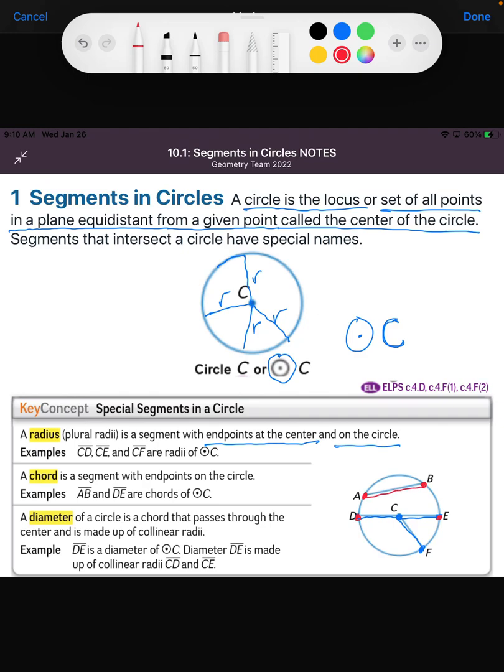Now, a diameter is a special type of chord because it passes through the center, so it has endpoints on the circle and it passes through the center. And it's made up of collinear, so on the same line, radii. So the radius CE and the radius CD, that's going to be called the diameter. So diameter passes through the center and is made up of collinear radii.